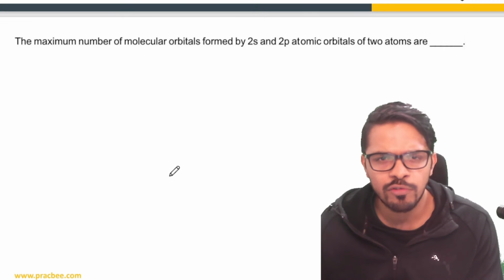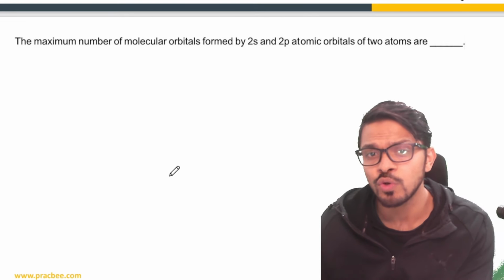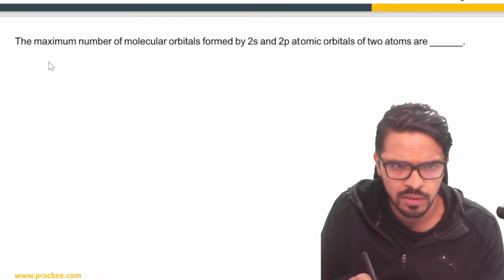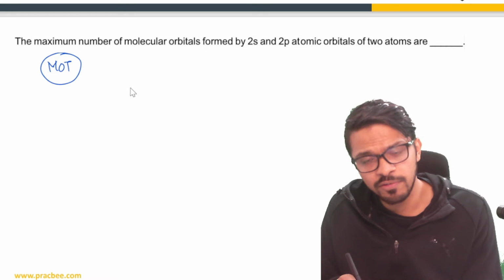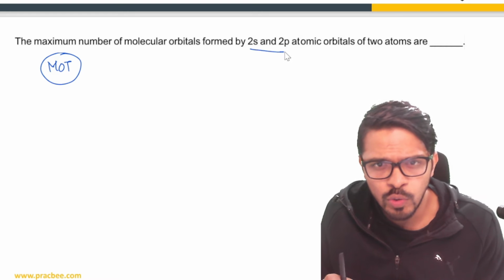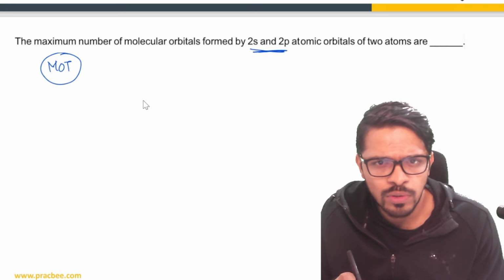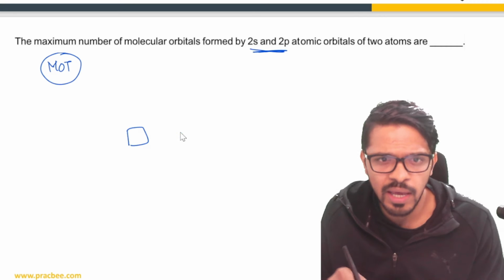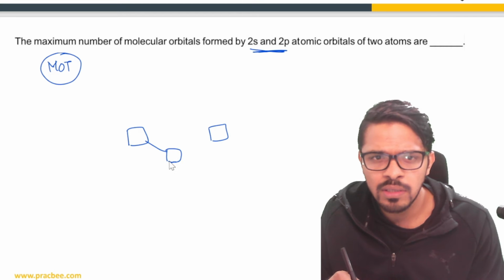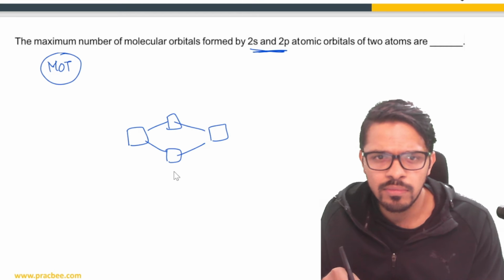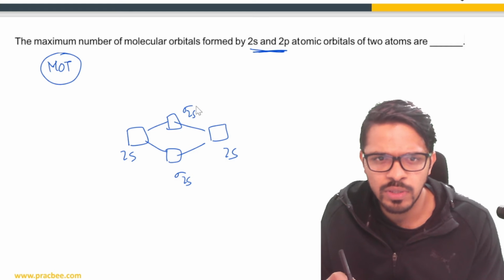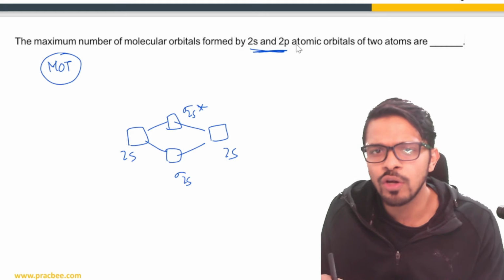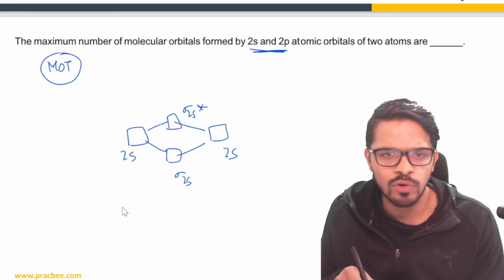The maximum number of molecular orbitals formed by 2s and 2p atomic orbitals of 2 atoms are. Question from MOT, again a question from MOT is coming in every shift. If we talk about 2s and 2p, two atoms, so basically I can have 2s and 2s. It will give us sigma 2s and sigma 2s star. Similarly, I can talk about 2p.